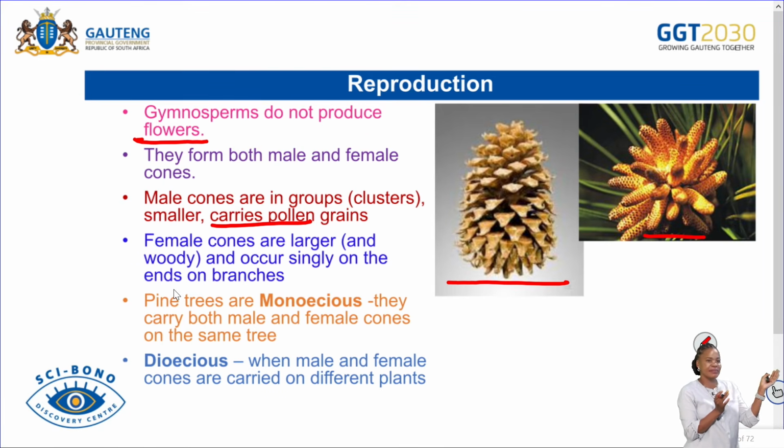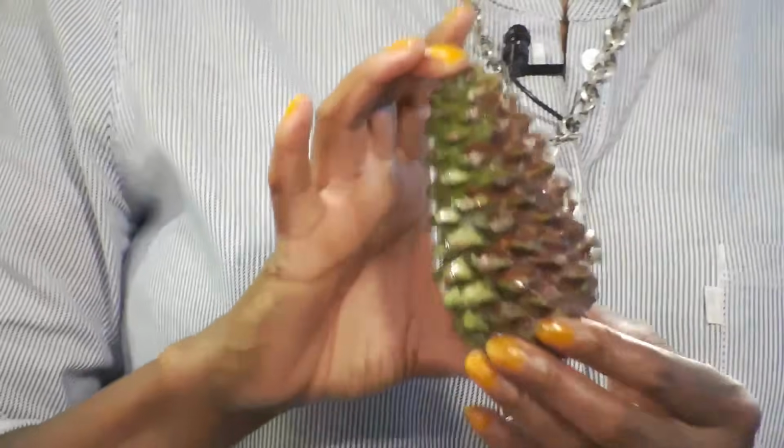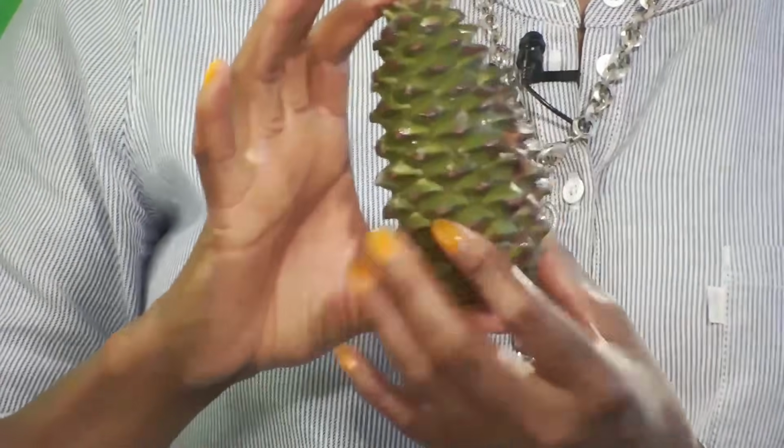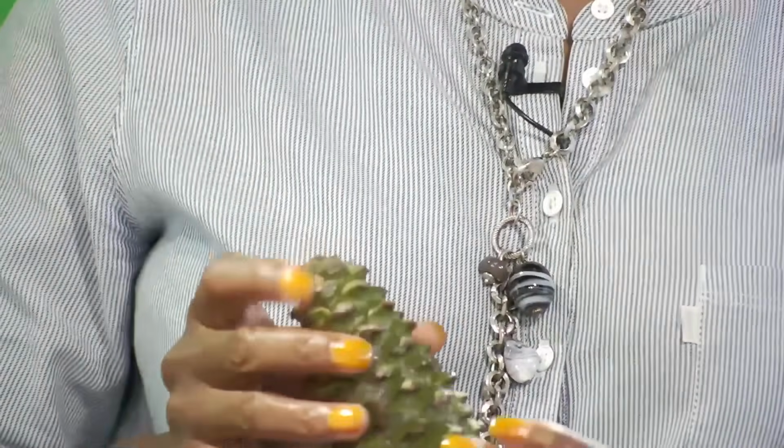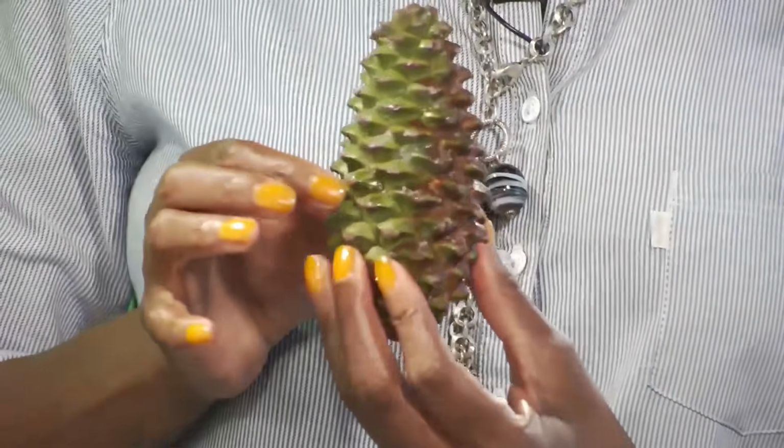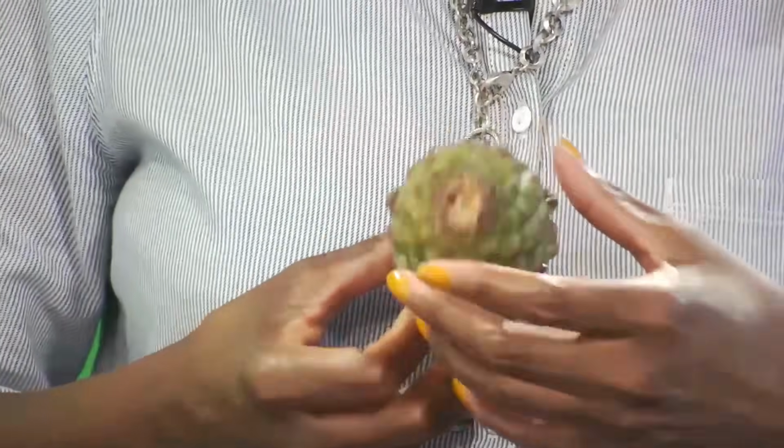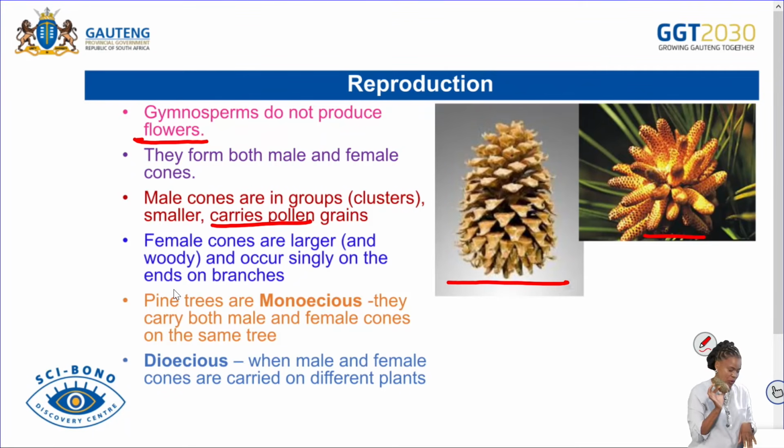However, the female cones are larger and woody. And then what does that mean? It means that they occur singly on the end of the what? Of the branches. I just brought only one example of what? Of a cone. So this is an example of a female cone, and then it will always be bigger than what? Than a male cone.